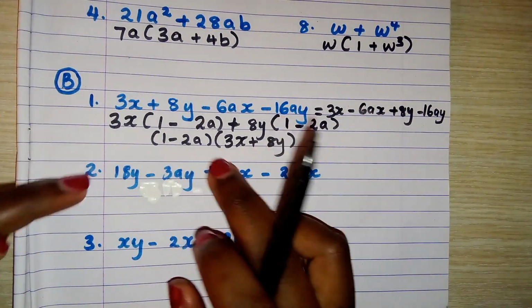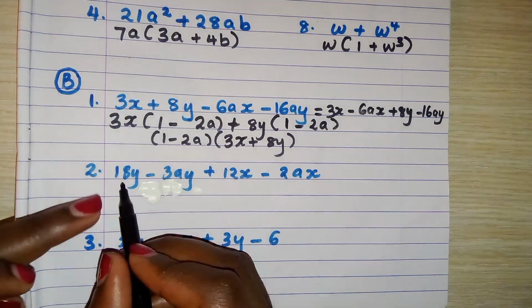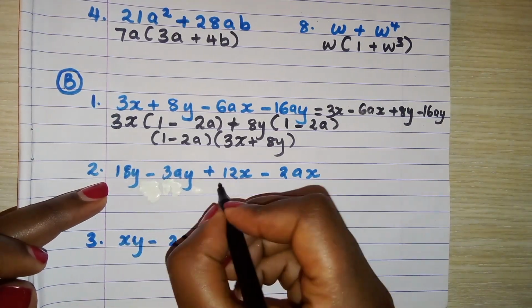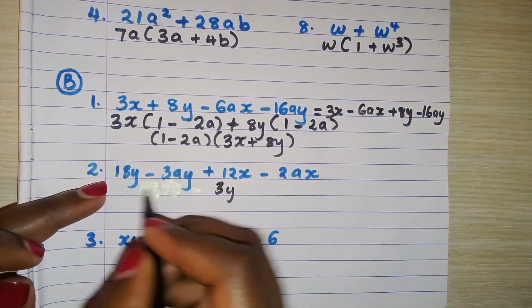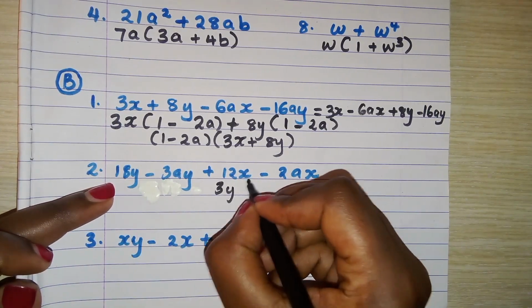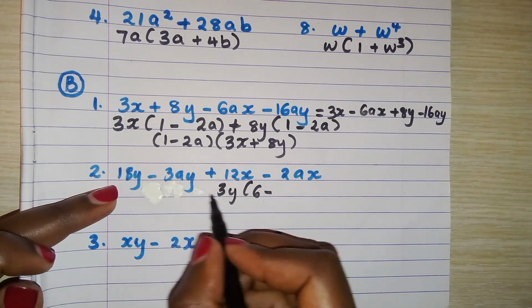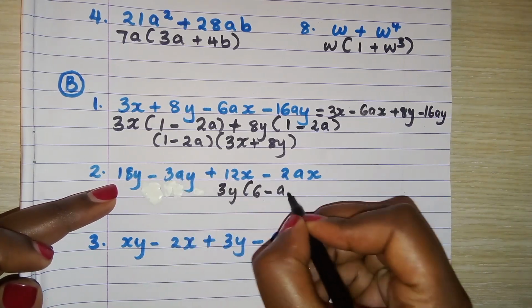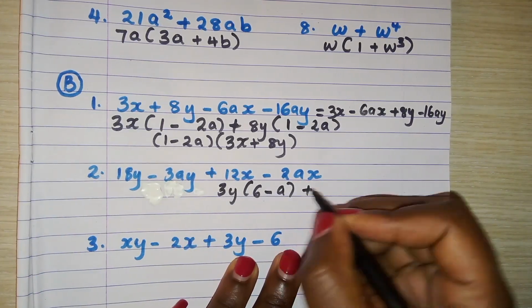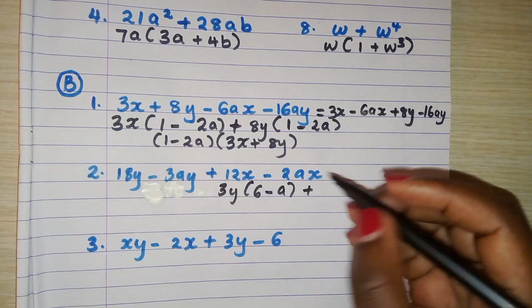Once again, we factorize these two together and these two together. So what's common between 18 and 3 is 3y, and then 18 divided by 3 is 6, y is there, minus 3 divided by 3 is 1, and then you're left with a. Close the bracket, then plus, because it's a plus here.